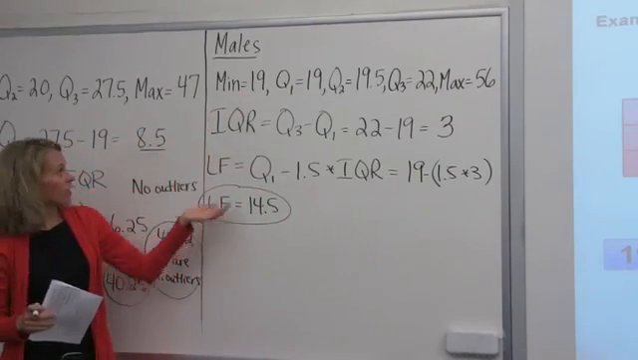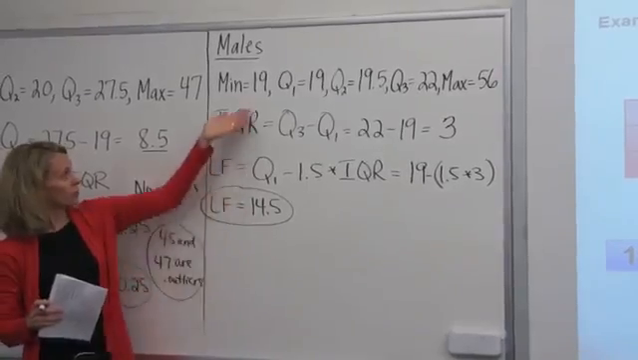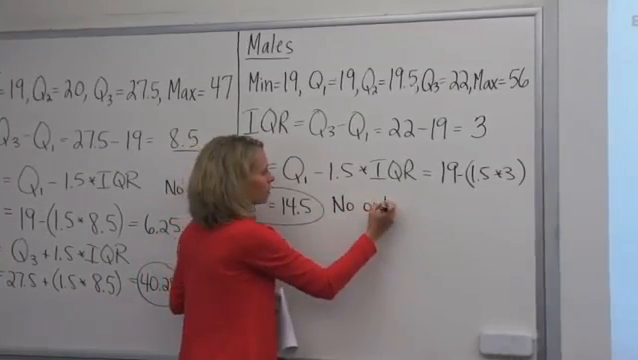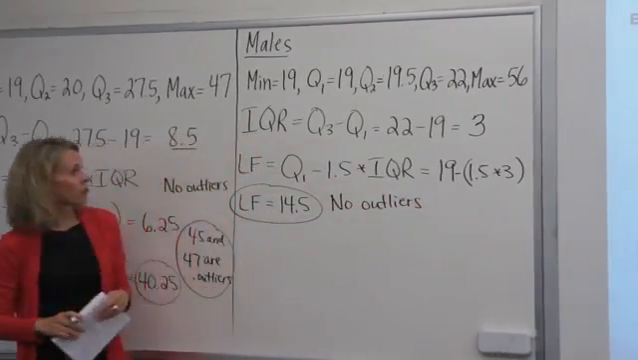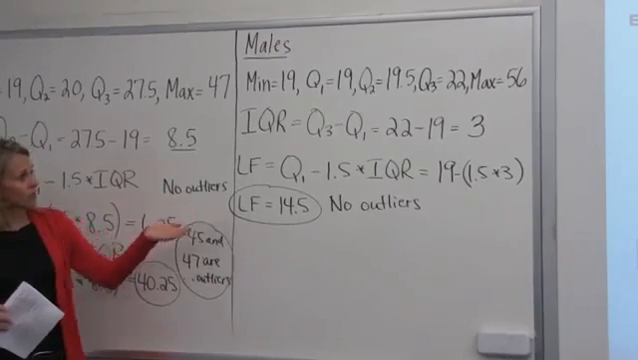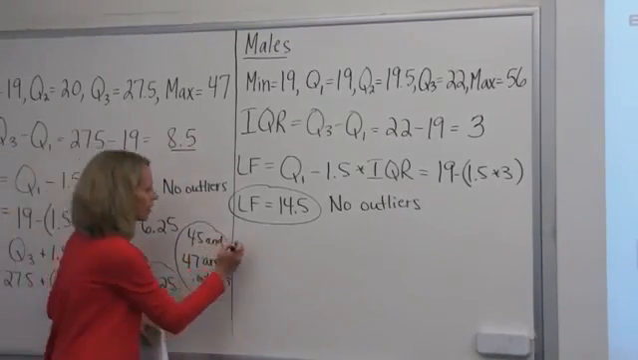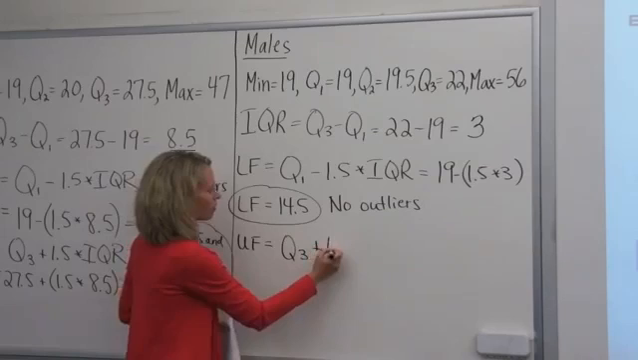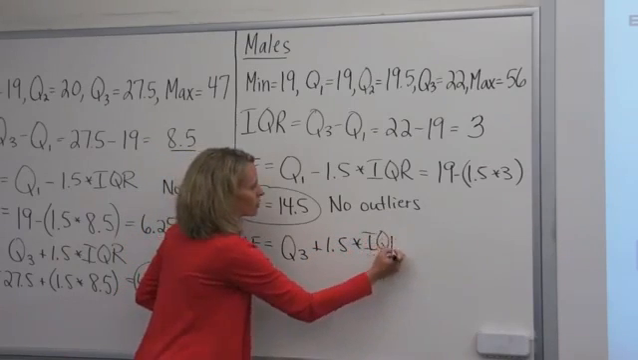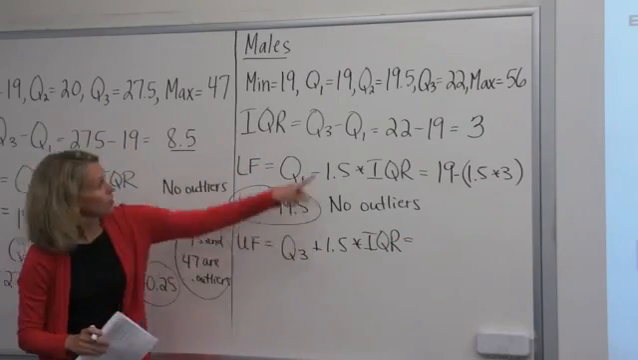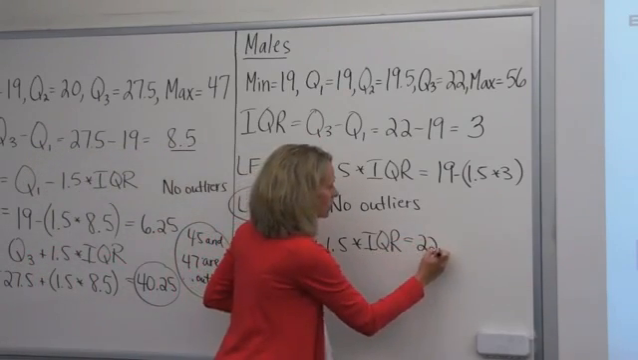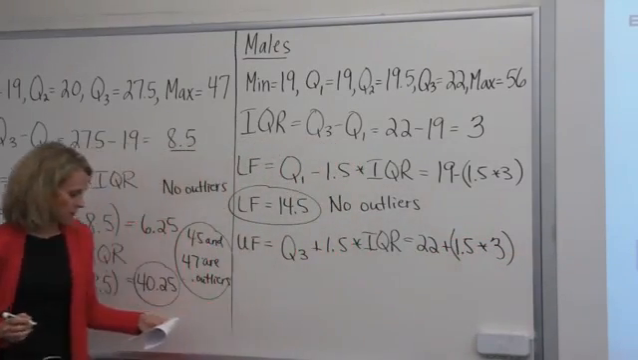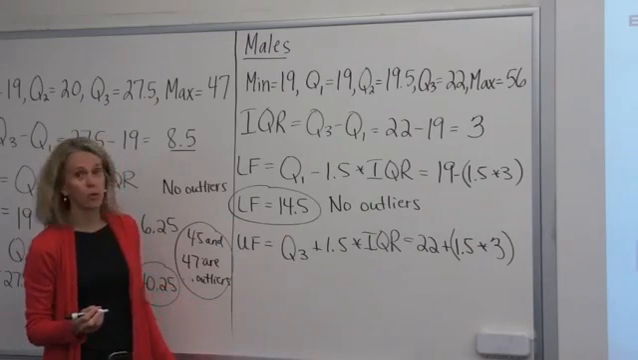The youngest male in the data set was 19 years old, so clearly he's not younger than 14.5, so there are no outliers on the low end. Now let's check on the upper end if that 56 is potentially an outlier. For the upper fence, you start at Q3 and add 1.5 times the interquartile range. Q3 was 22, and we add 1.5 times our interquartile range, which was 3. This gives us an upper fence value of 26.5.